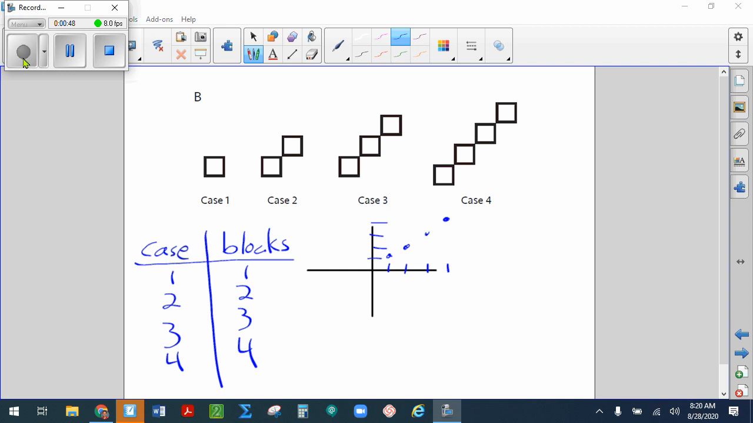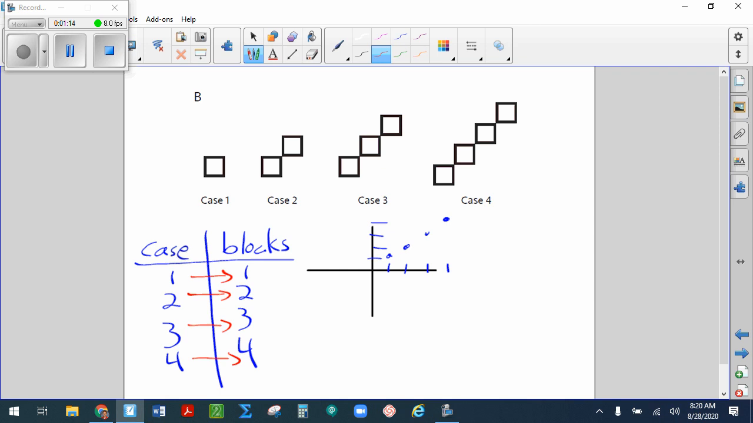One of the things we asked you was, is it a function? And yes, every time you have a case number, it goes to exactly one answer. So for case 3, how many blocks were there? There's no confusion. There are only 3 blocks. There's not 3 blocks one time for case 3 and 5 blocks a different time. So this is a function. All of these are going to be functions because the case numbers all go to one set number of blocks.